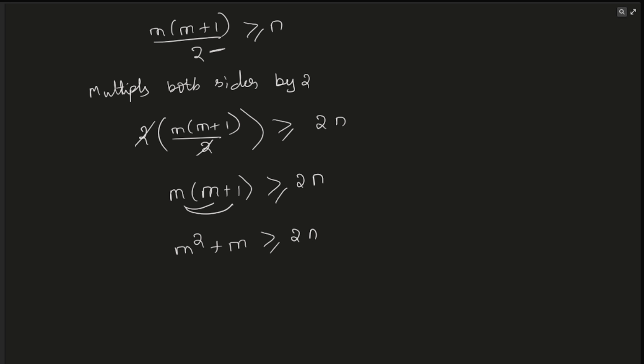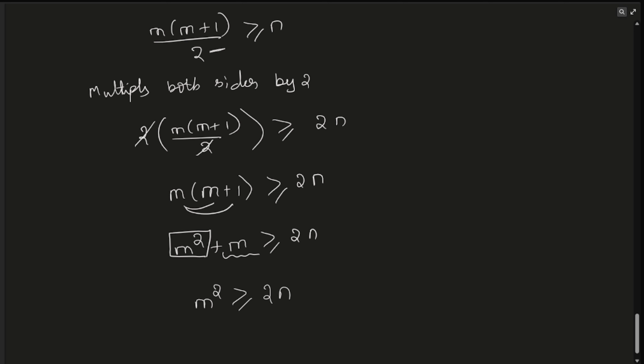As we have discussed in our previous video, in terms of time complexity, we will always ignore the lesser values and will only consider the dominating term in the expression. The dominating term here is m square. So we'll just consider m square greater than or equal to 2n.